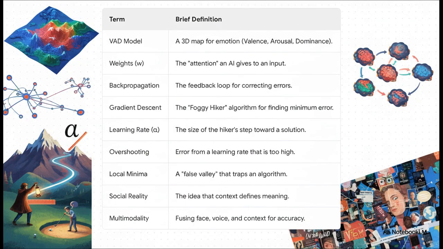So that was a lot. Let's do a quick lightning round. We started with the VAD model, our 3D emotion map. We used weights to control attention. We learned how backpropagation sends feedback to correct mistakes, and how our gradient descent hiker uses the learning rate, alpha, to get down the mountain, trying not to overshoot or get stuck in a local minimum. We saw how social reality makes this all super tricky, which is why experts want to use multimodality, fusing data from the face, voice, and context, especially when an AI is learning in the wild.